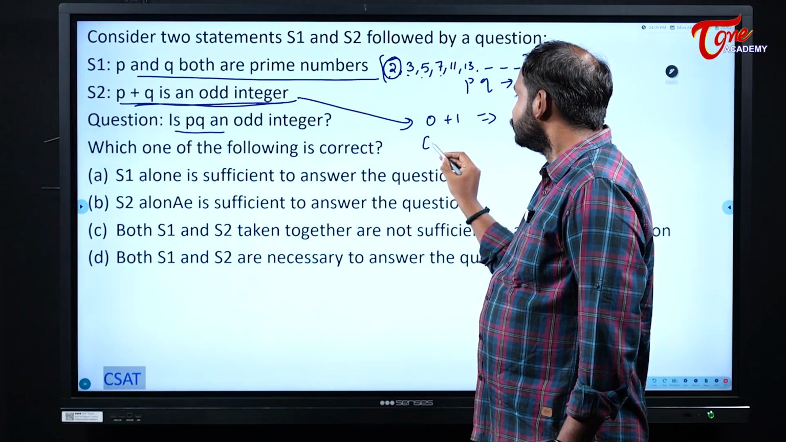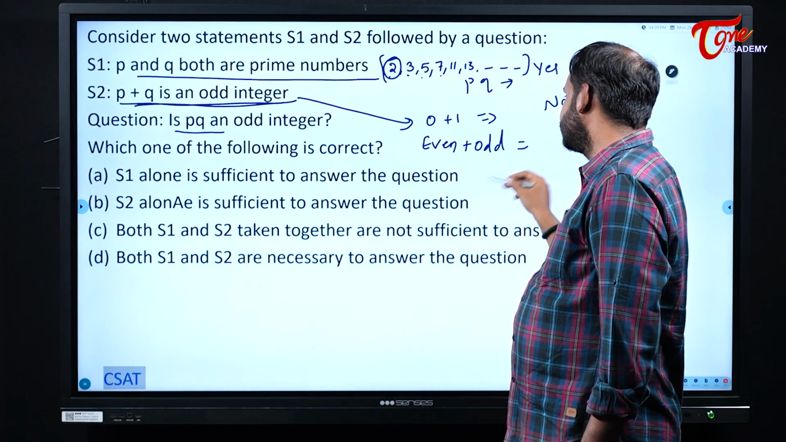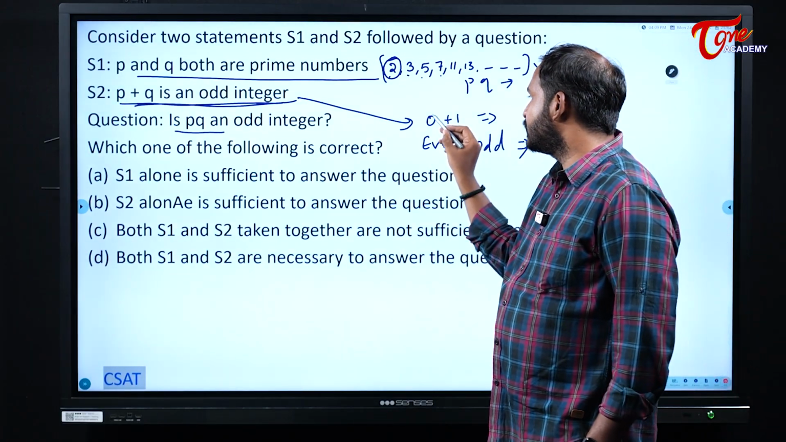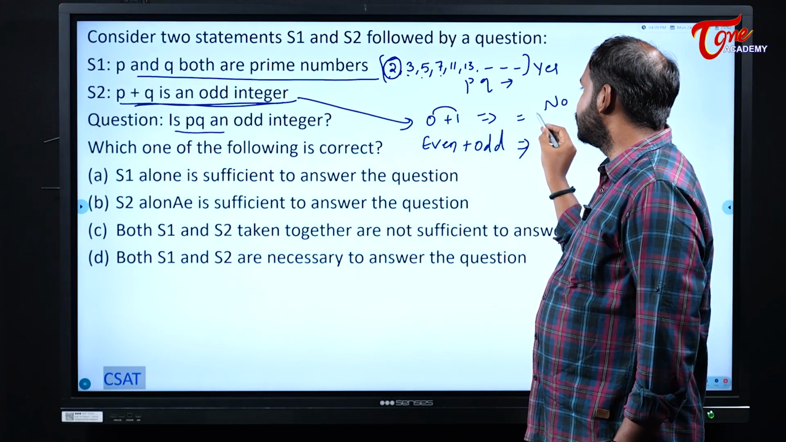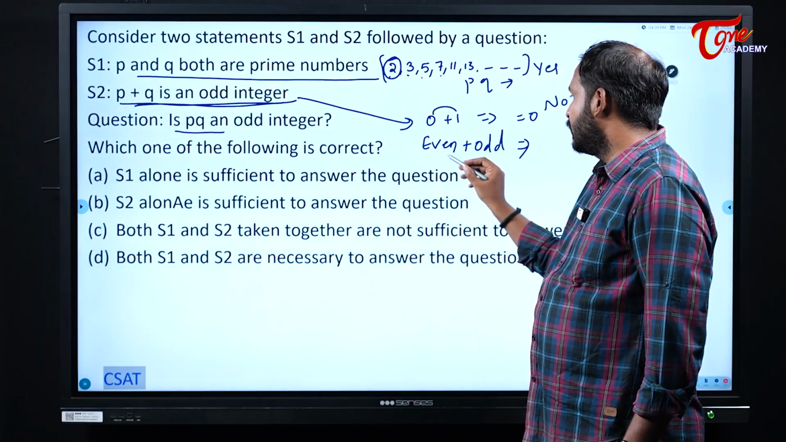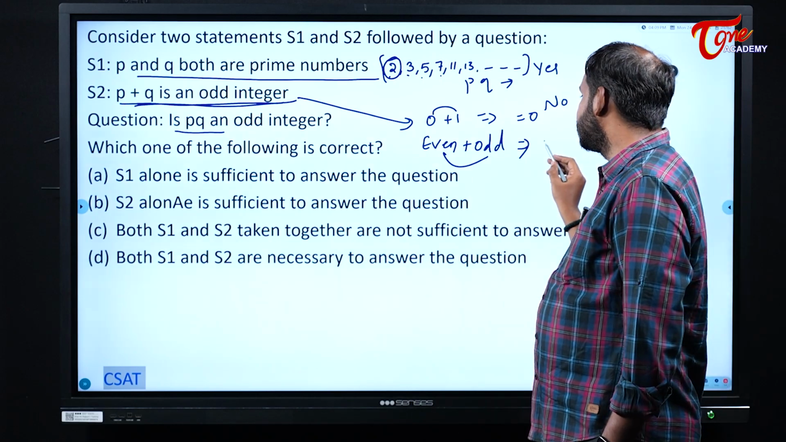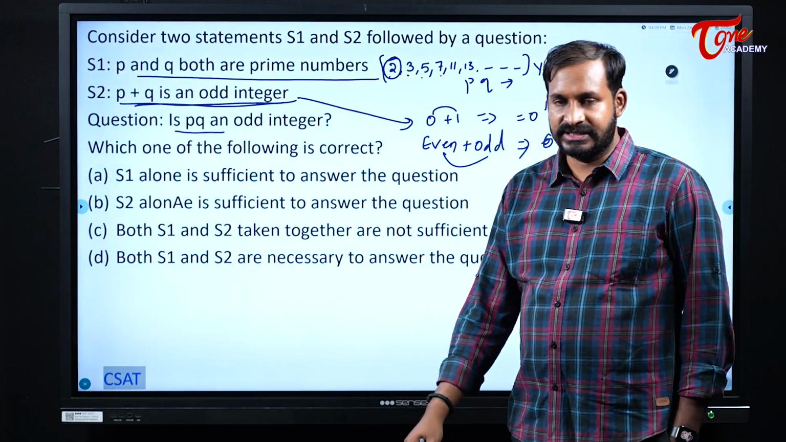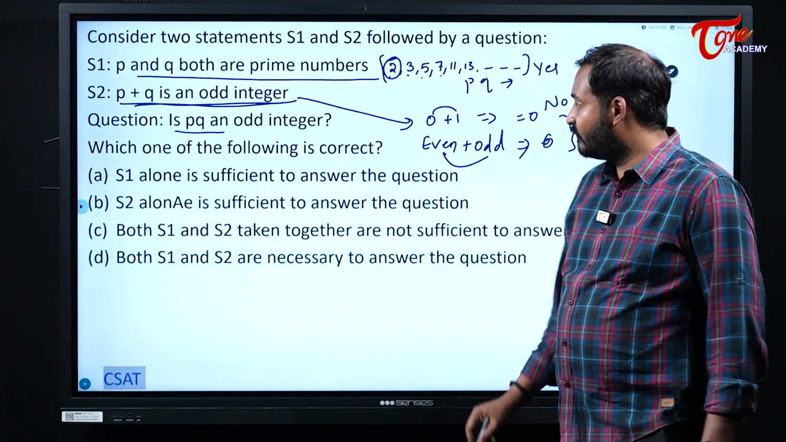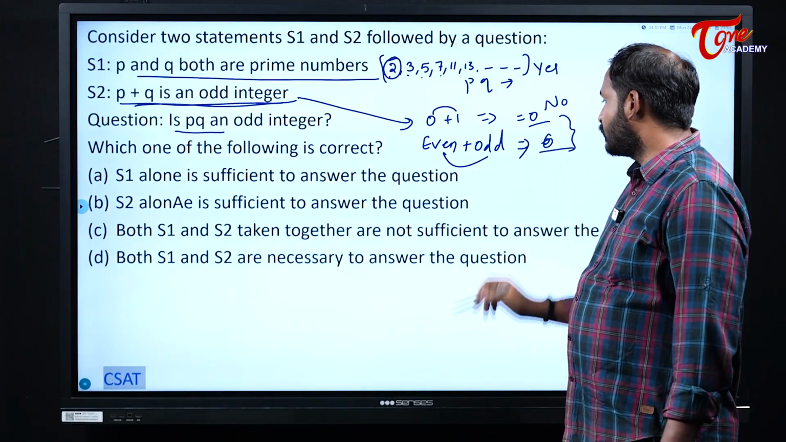But even with odd also, I will get an odd integer. Now, see here, 0 into 1, what does it become? 0. Is 0 an odd integer? No. I cannot tell. Even with odd integer, what will you get? 2 3s are 6. With this also, I am not getting an odd integer. If you observe carefully, students, 0 is not an odd integer and 6 is also not an odd integer.